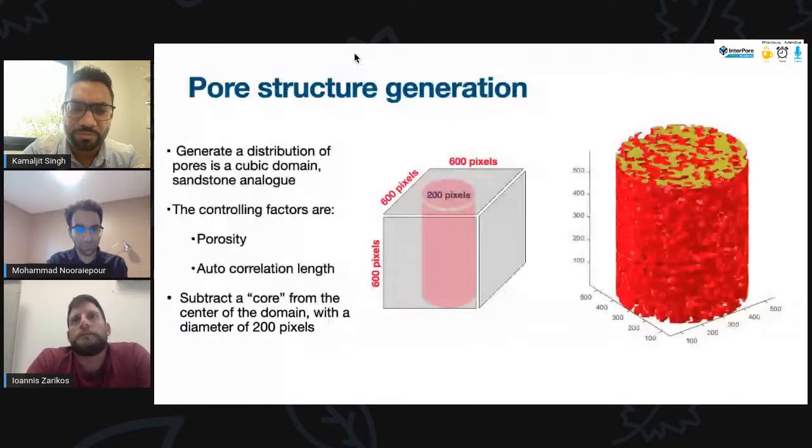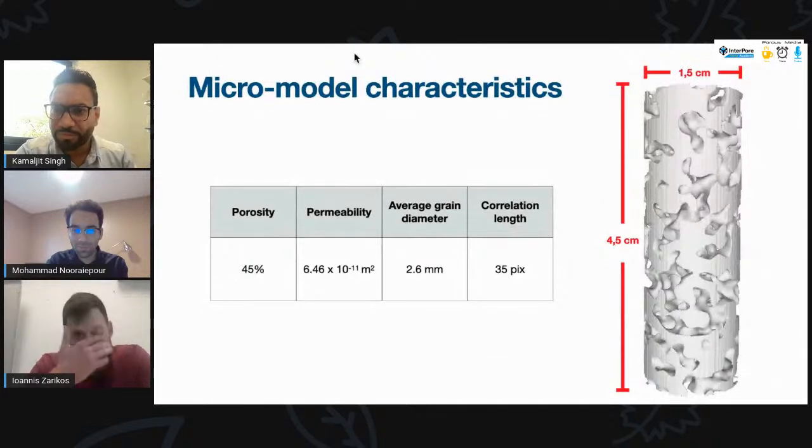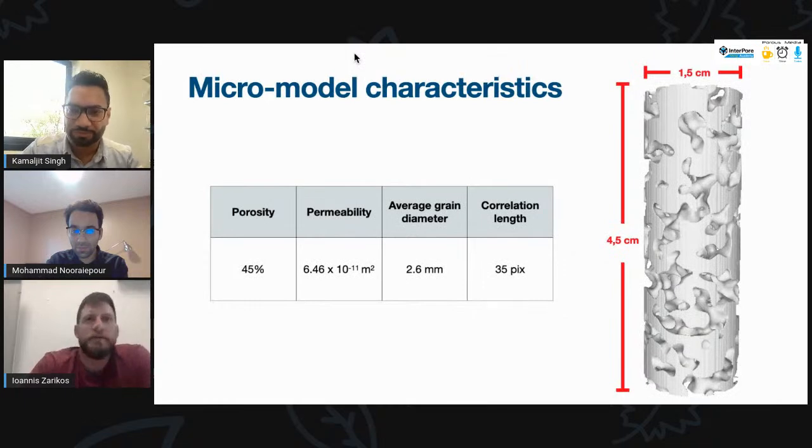Now, the pore space we used, well, the micromodel had a porosity of 45, a permeability of 6.46 cubic square meters, an average grain diameter of 2.6 millimeters, and a correlation length of 35 pixels.